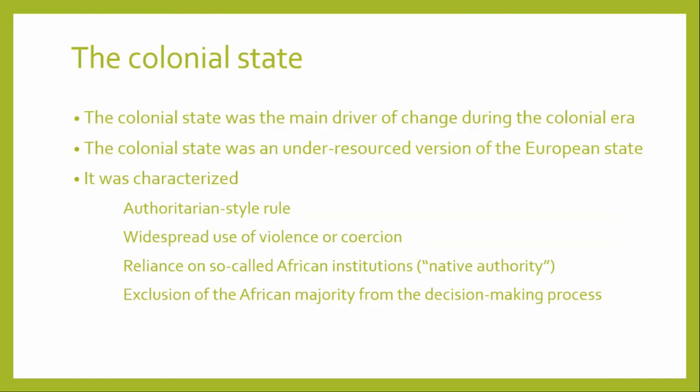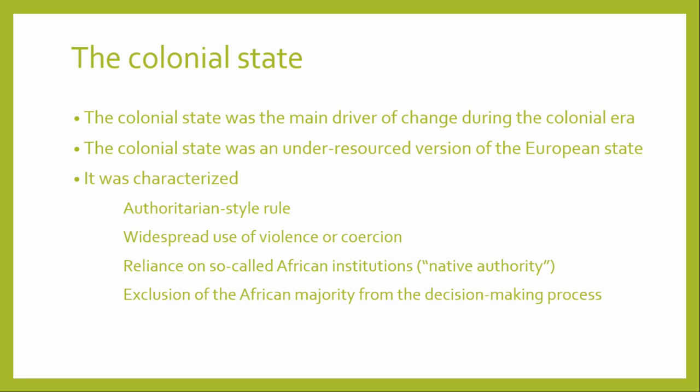Right? But if we look at the colonial state, why is it important to understand this? This is fundamentally what Africans are resisting against. They're resisting against the colonial state. The colonial state is the main driver of change in Africa. But to bring about change in Africa during this era, one of the problems that it faced is that it was under-resourced. And as a result, to compensate for the lack of resources, this state became very authoritarian.